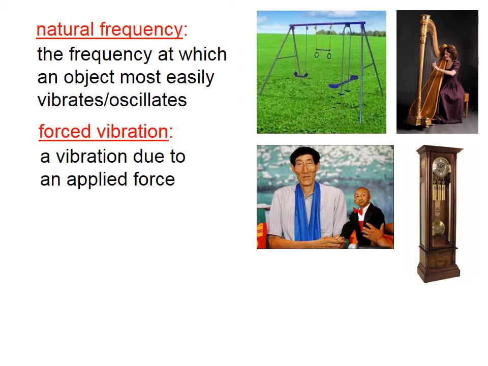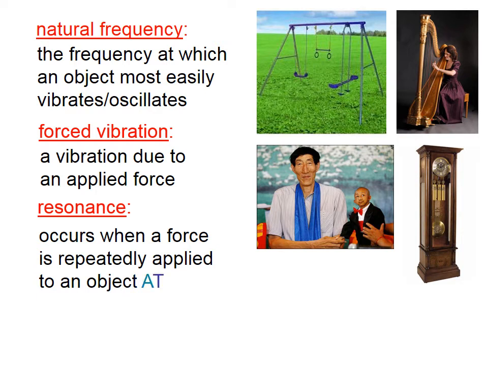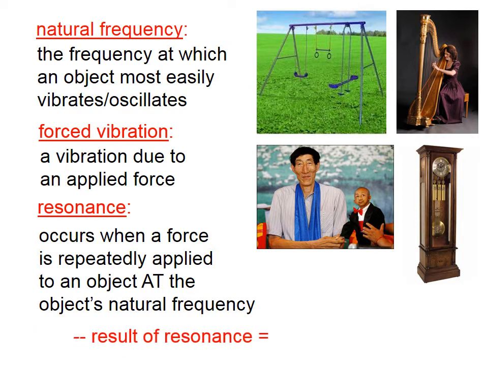A forced vibration occurs when we apply a force to something. Apply a force, it vibrates. Resonance is what happens when a force is repeatedly applied to an object at the object's natural frequency.